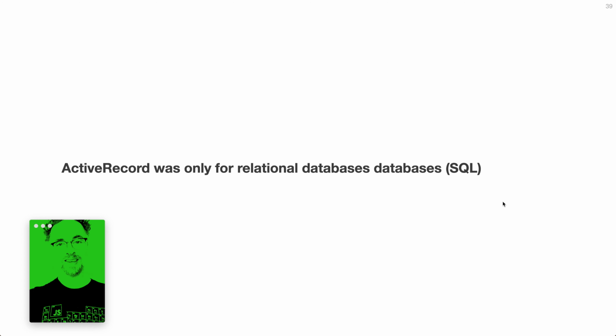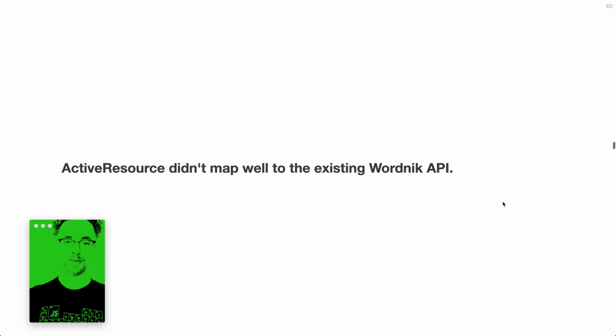Unfortunately, because we were using MongoDB, we couldn't really take advantage of this Active Record sort of style of designing our models in the Rails app. Also, Active Resource didn't really map well to the existing Wordnik API, which if you're designing an API and you want it to work with Active Resource, you kind of need to start from scratch.